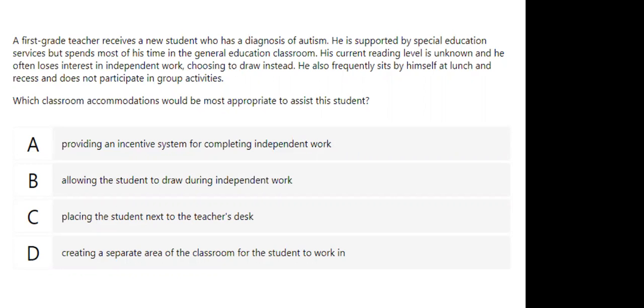He also frequently sits by himself at lunch and recess and does not participate in group activities, which is not unusual for a child that's been diagnosed with autism. Which classroom accommodation would be most appropriate to assist this type of student? What do you think?